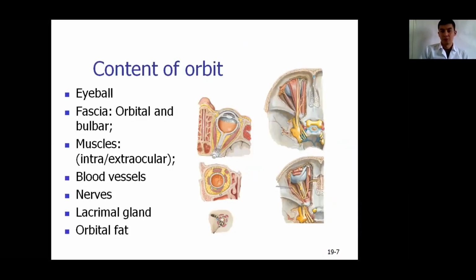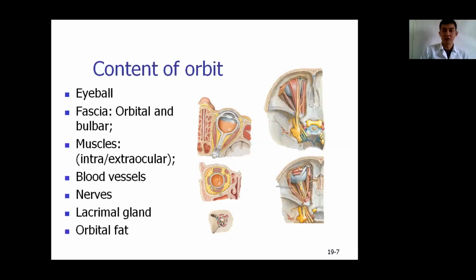Content of the orbit. The orbit consists of several structures, such as the eyeball, fascia, orbital and bulbar fascia. Orbital fascia, also known as the orbital periosteum, covers the bones of the orbit. Bulbar fascia covers the eyeball proper.